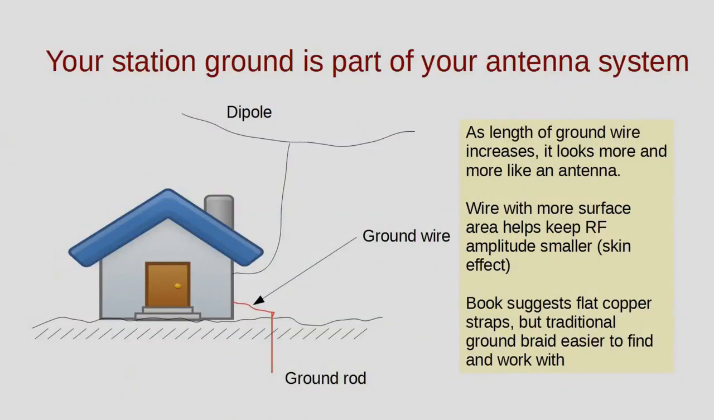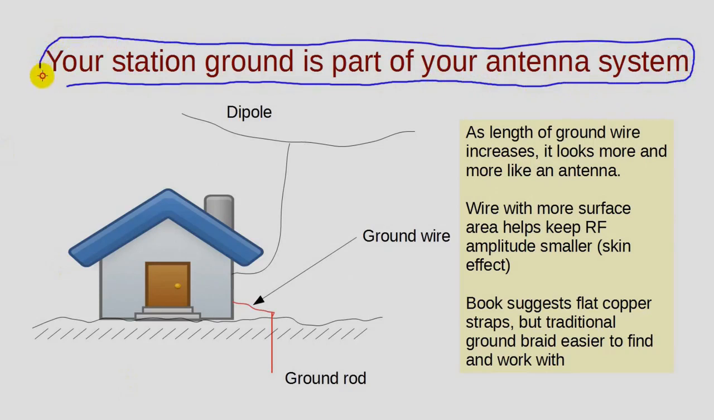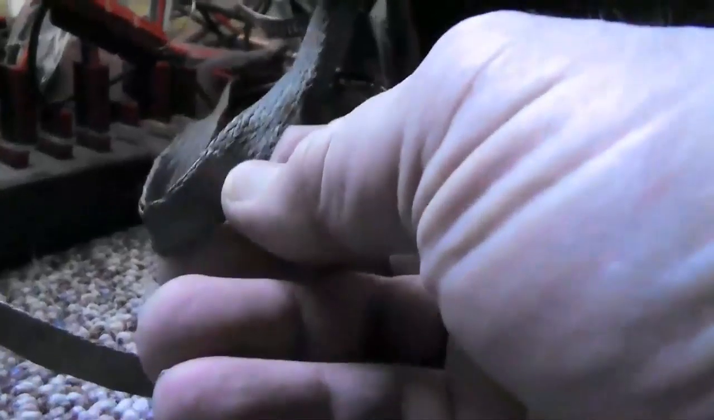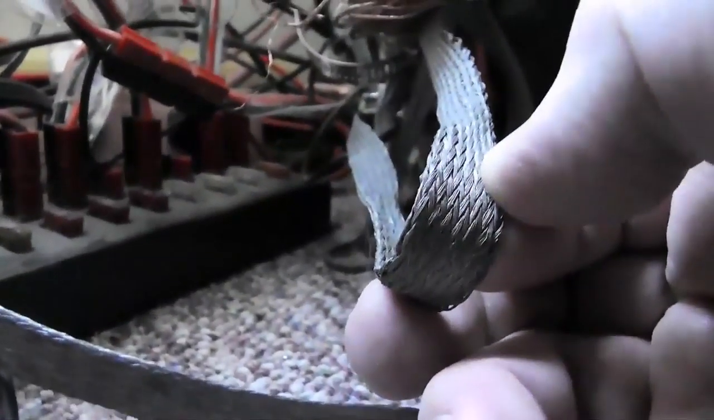The book makes the key point that your station ground is an important part of your antenna system. You really should put in a real ground rod and attach your transceiver's ground lug to this. It's helpful if the connection between the transceiver and ground has the lowest ohmic resistance you can muster. The book points out that a flat, wide copper ground strap makes an ideal ground wire to go between your rig and your ground rod. Well, that's cool, but hardly ever done. Most hams use braided ground strap, which looks like this.